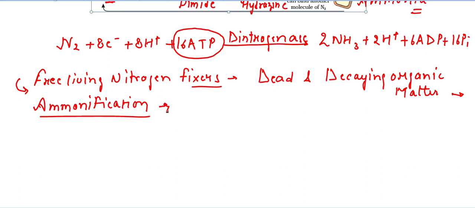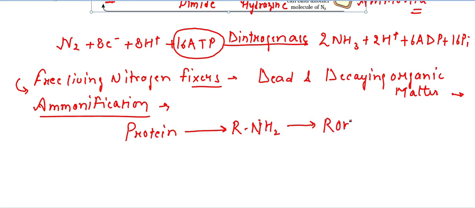So ammonification, where the putrefying bacteria act on the dead and decaying organic matter, and the ammonia formation takes place. And you can write here the reaction: protein, amino acid, and organic acid. And in this case, the ammonia is also released. Now, you can also write here for the nitrification.